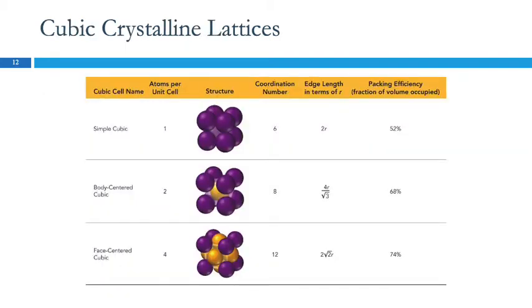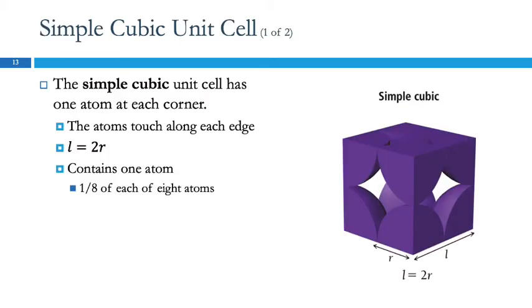Okay, so these are the 3 cubic unit cells we're going to look at: simple, body-centered, and face-centered. And this is just a summary of all the information. You do not need to memorize that. So let's start with the simple one, right? A simple cubic unit cell has 1 atom at each corner.